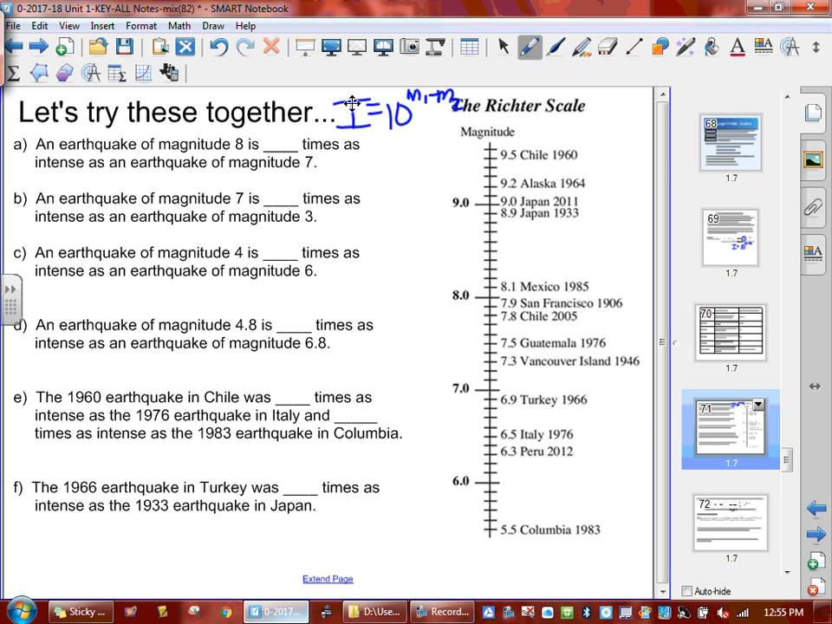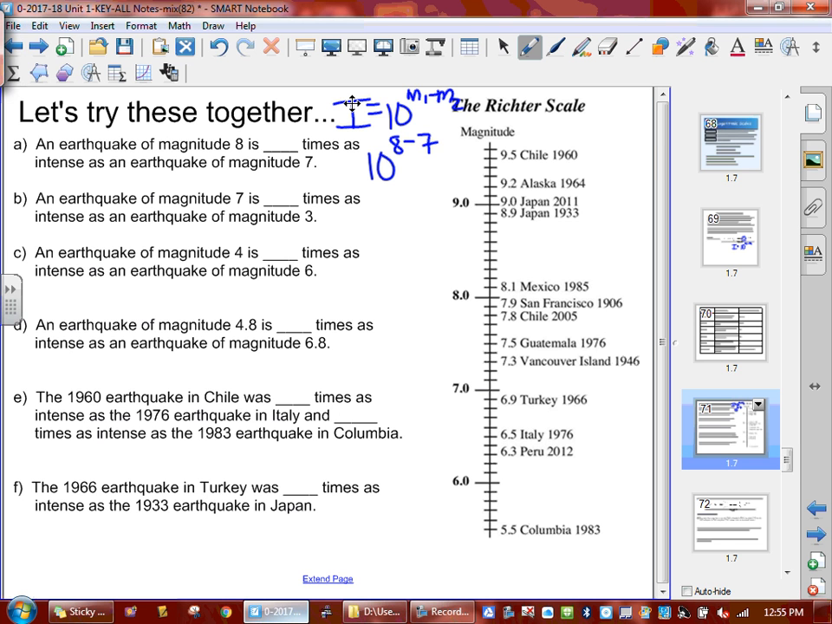Well, if 10 is my base, and I go 10, 8 subtract 7, what am I going to get? Can you put brackets around those? The exponent, yes. So what are you going to have to do there? Obviously subtract. What's 8 subtract 7? 1. So it's 10 times bigger.